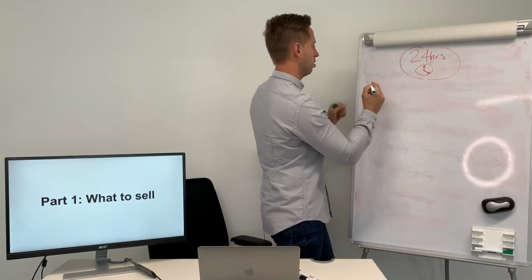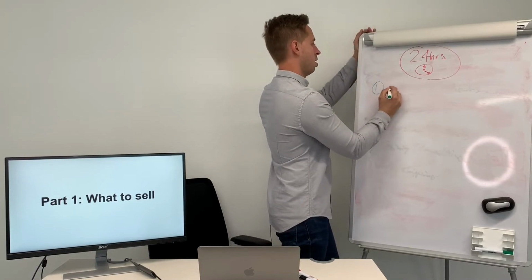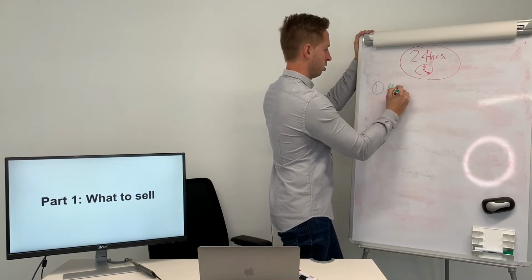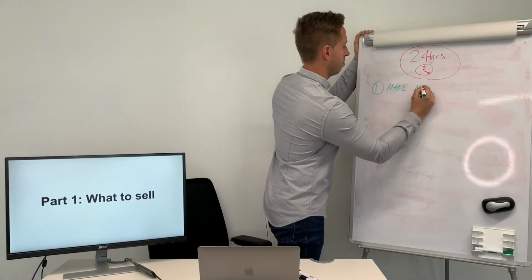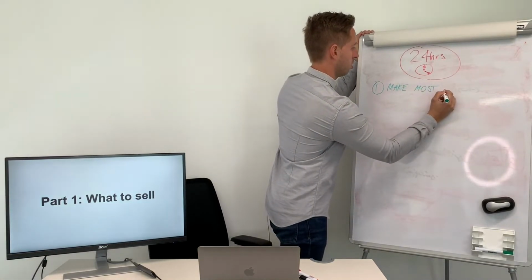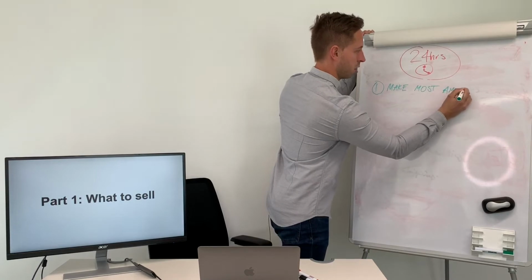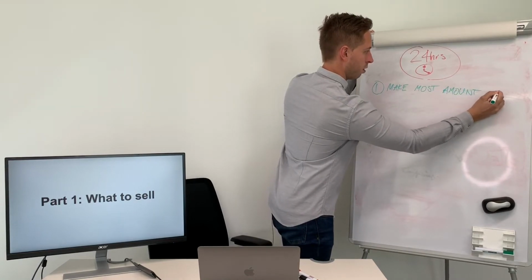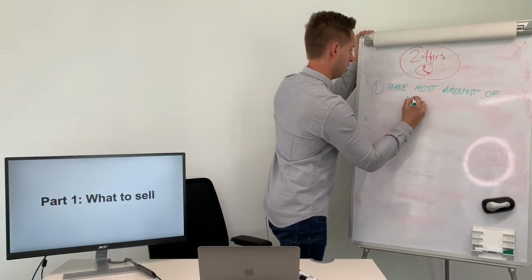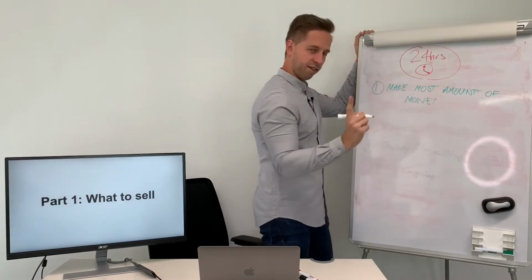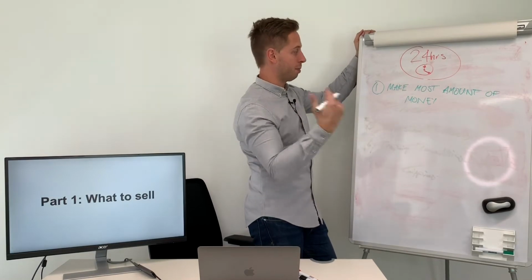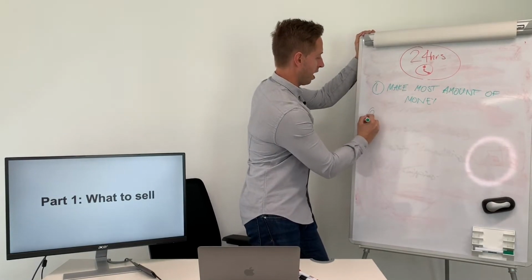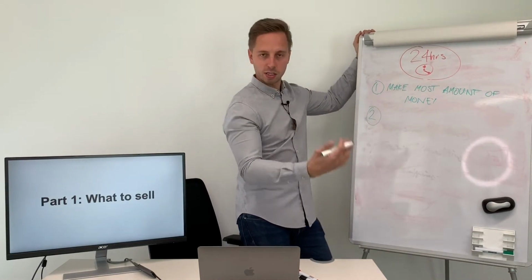Rule number 1, I want to make the most amount of money. That's the first rule. I'm always looking to make the most amount of money. Anything I'm doing, I'm looking to make the most, okay? And by the way, I apply these rules before I start doing anything.